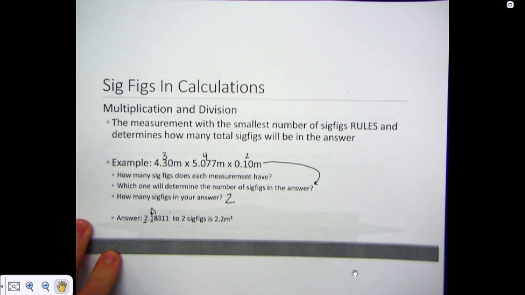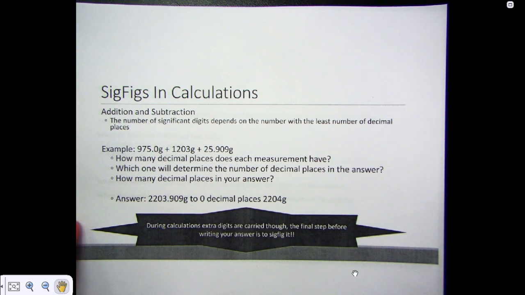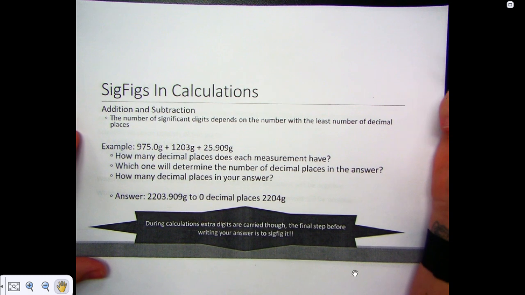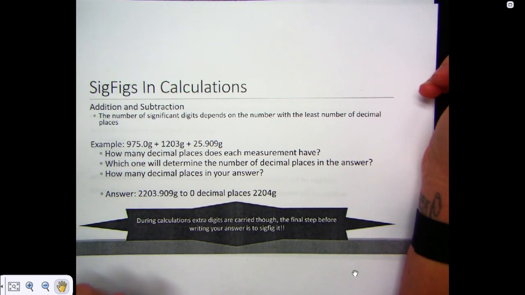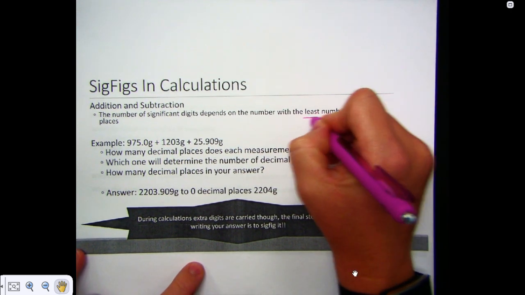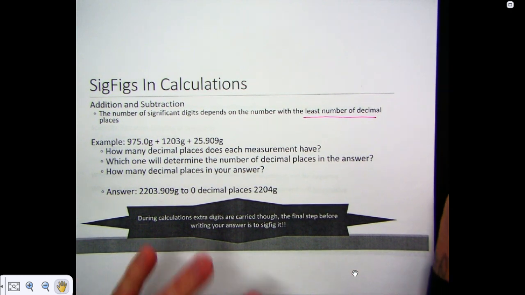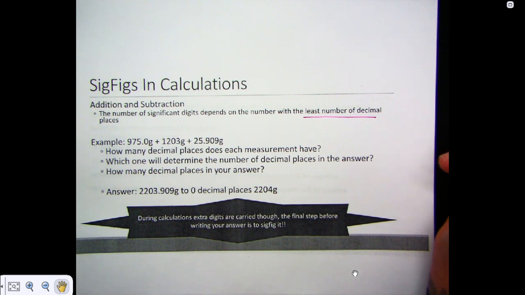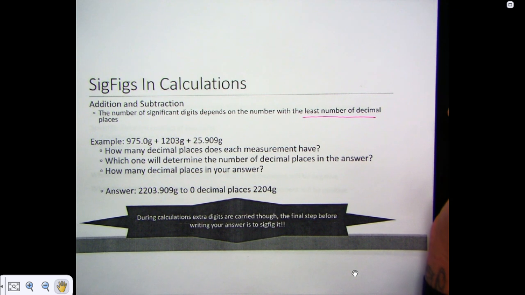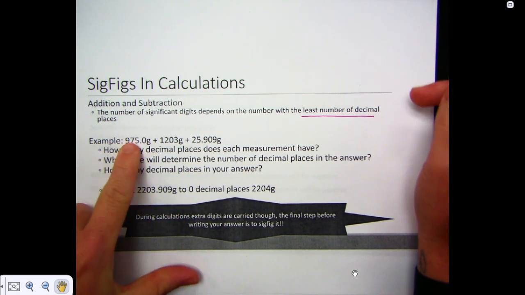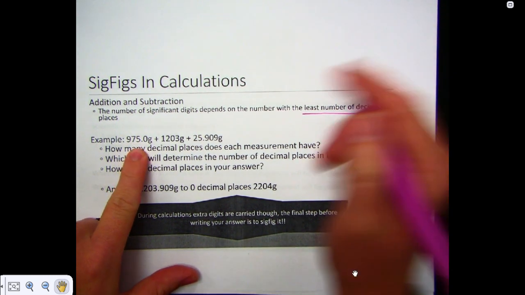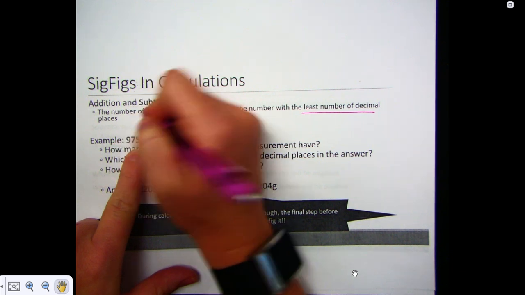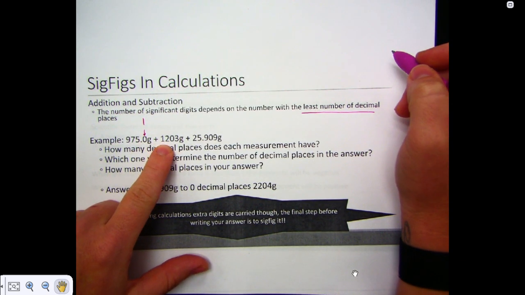Let's go look at addition and subtraction notes. All right, so for addition and subtraction, different rules. The number of significant digits depends on the number with the least number of decimal places, which means overall sig figs does not matter. We only care about the number of decimal places. So let's look at our example. How many decimal places are in this number? Well, just 1, right? That one there, so 1.